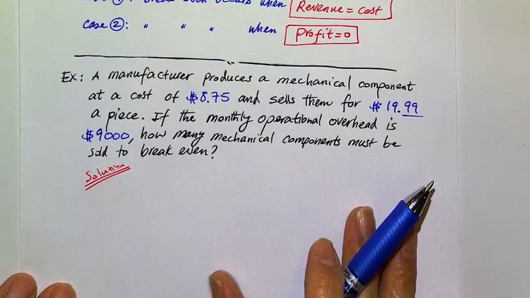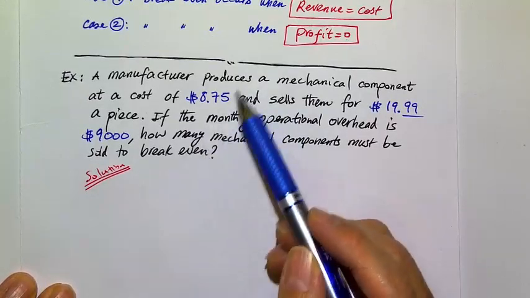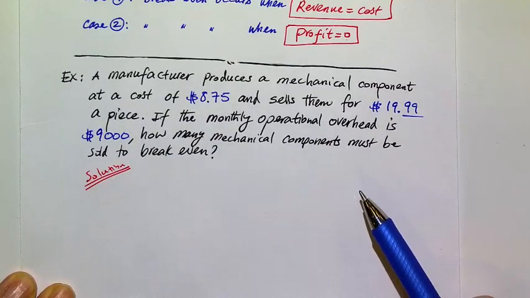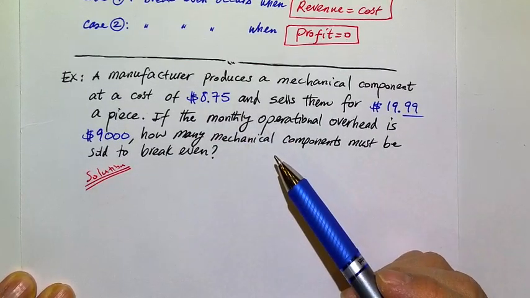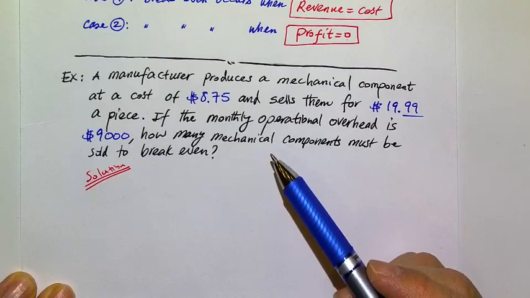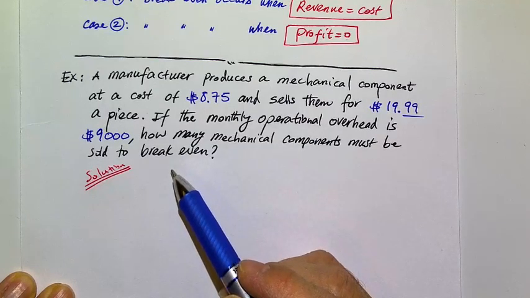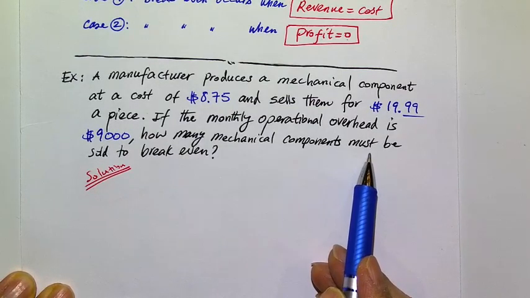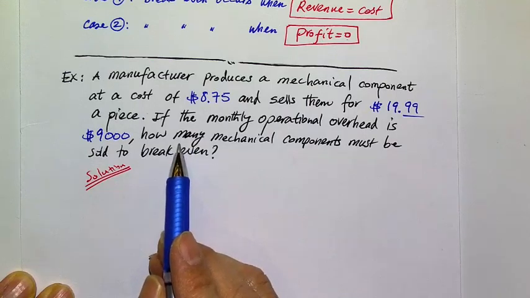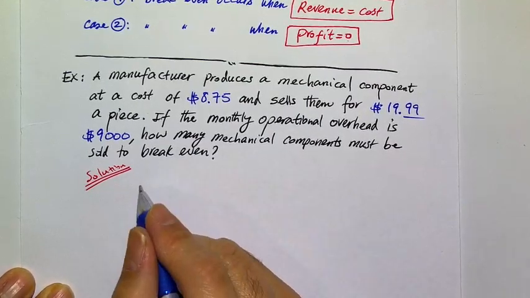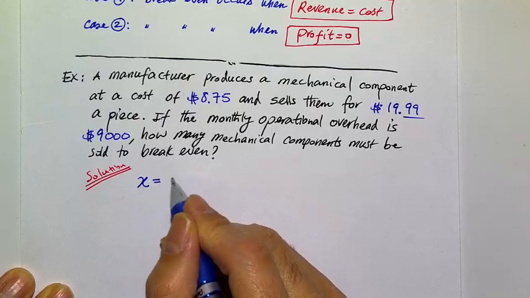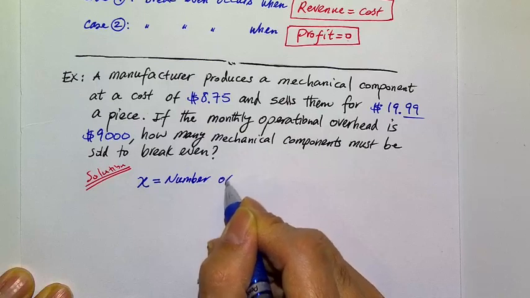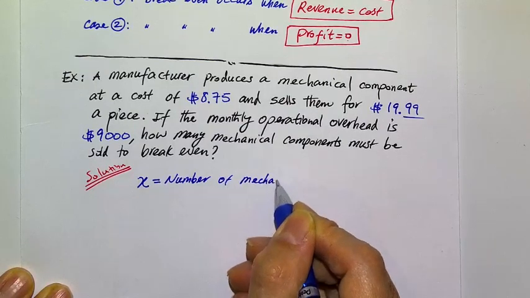Notice that the first step in solving a word problem we've already done, which is to read the problem once carefully. So now we're familiar with the context of this problem. The second step is to assign a variable to the unknown they're asking us to solve. They're asking how many mechanical components must be sold, so let's assign a variable to that. You can assign any variable. I'm just going to use X and define X as the number of mechanical components.